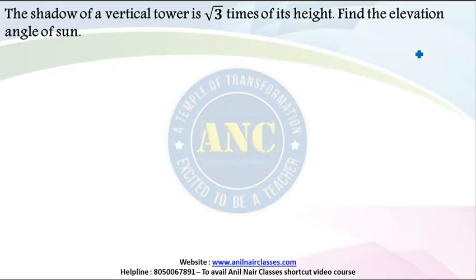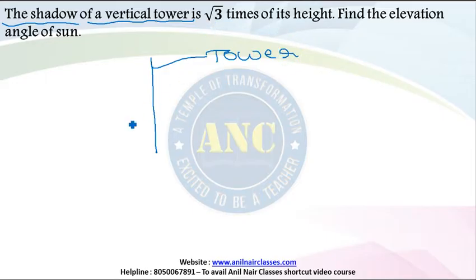Please see the first question, sir. Let us start with some easy questions and slowly scale up the level of difficulty. Your question is: the shadow of a vertical tower. That means there is a vertical tower for you. This is the tower, right? This is the vertical tower. The shadow of a vertical tower.